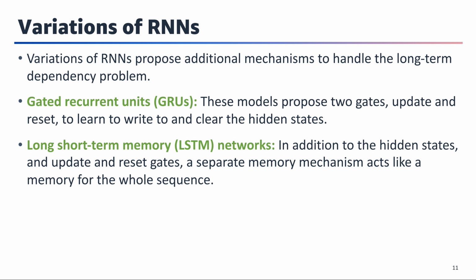Variations of RNNs propose additional mechanisms to handle the long-term dependency problem. Gated recurrent units, GRUs, introduce two gates, an update gate and a reset gate, to learn when to write to and clear the hidden states. This allows the model to better capture long-range dependencies in the input sequence. Long short-term memory, LSTM, networks extend this idea further by introducing a separate memory mechanism that acts like a memory for the whole sequence.